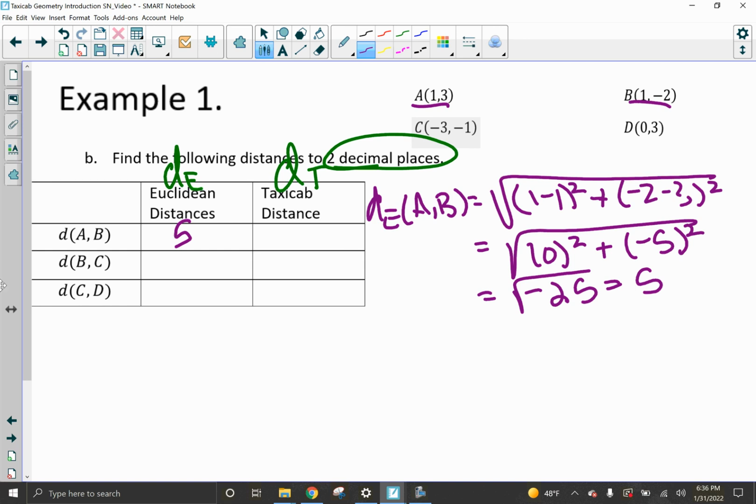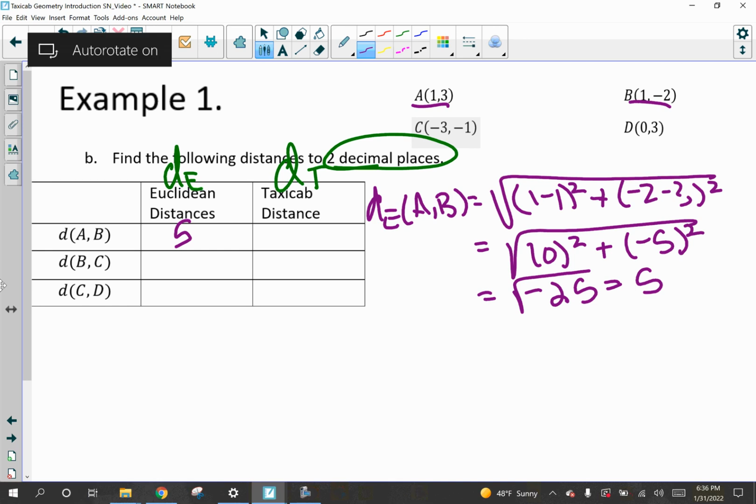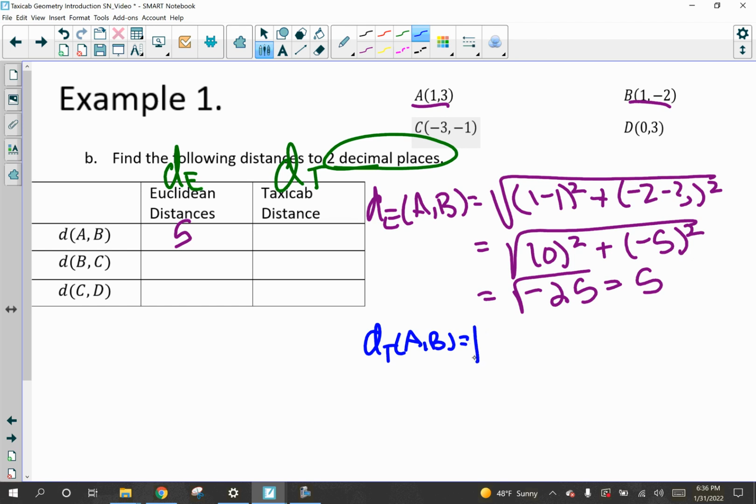Then, continuing with this logic, I'm going to do the taxicab one next. We wanted to do it in green, but we'll do it in blue. So let's find the taxicab distance now from A to B. What I can do there is the absolute value, still the same numbers of 1 minus 1, plus 3 minus negative 2, or negative 2 minus 3. Same result there.